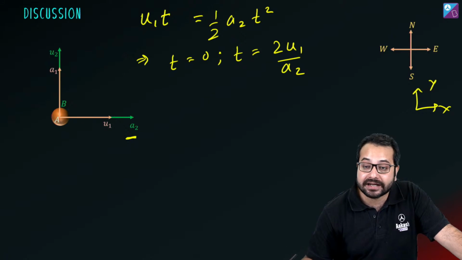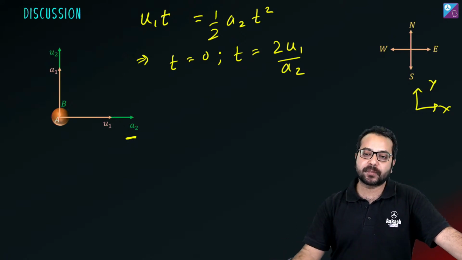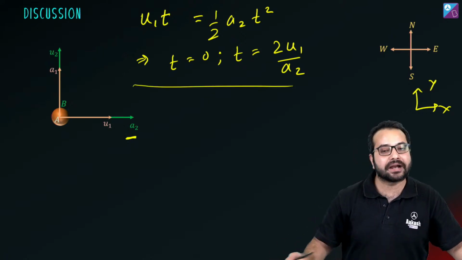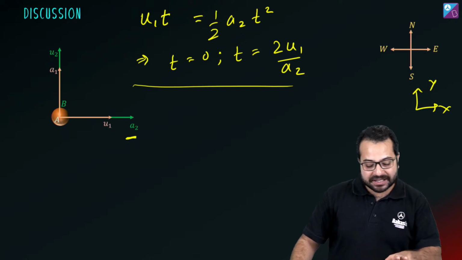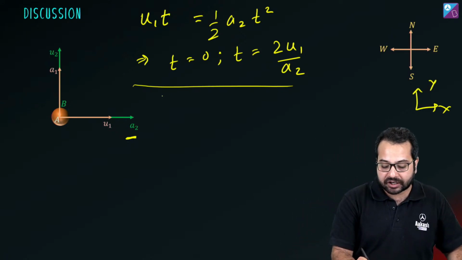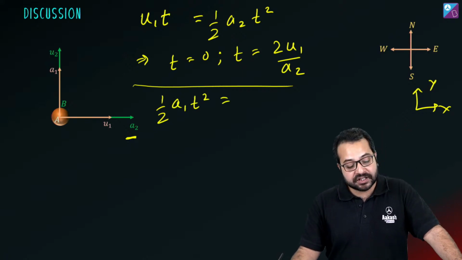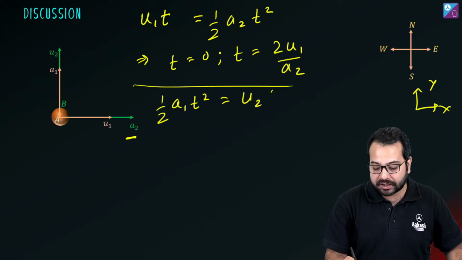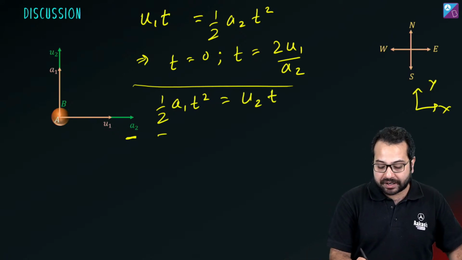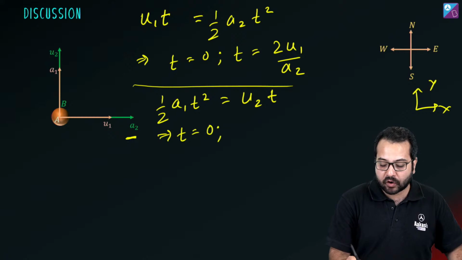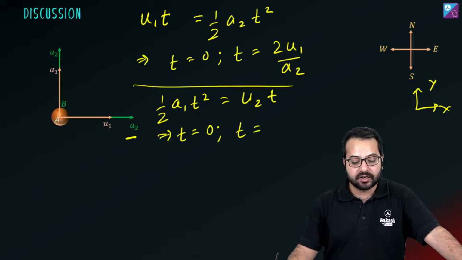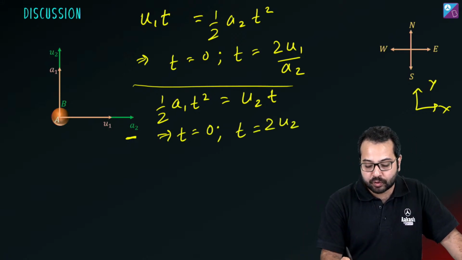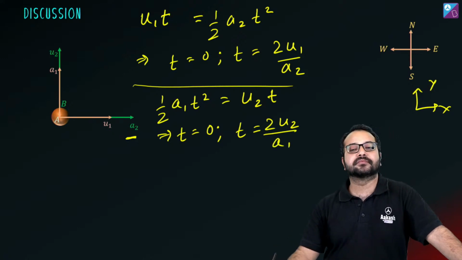Now if they are colliding, their y displacement should also match. So let's equate their y displacements. The displacement of particle 1 in the y direction is going to be half a1 t square, and the displacement of particle 2 in the y direction is going to be u2 multiplied by t. So we are going to get t is equal to 0, or t is equal to what? t is equal to 2u2 divided by a1, right?